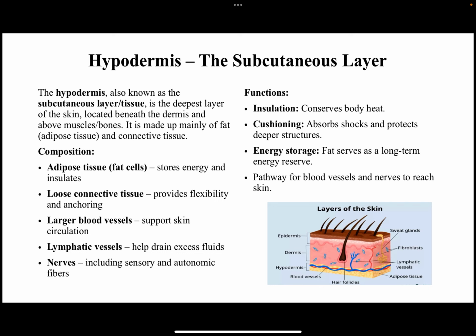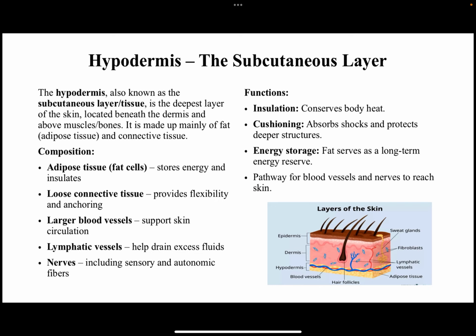In fact, this layer is made up of adipose tissues or fat cells, loose connective tissues, large blood vessels, lymphatic vessels, and nerves. And this is the layer that you have to target when you are going to give intravenous medication, because in this layer we have larger blood vessels. Is that okay? So the hypodermis, also called the subcutaneous layer, is the layer down.